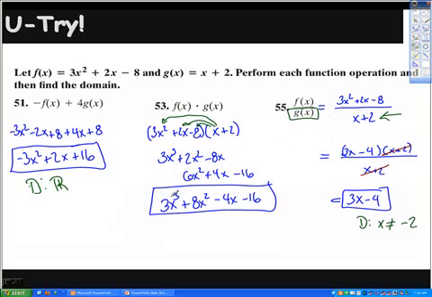Number 53, we've got this cubic. Most cubics have a pattern that goes something like this or like this. They do get wider both left and right, so it'll cover all x values, so the domain there is all real numbers again.